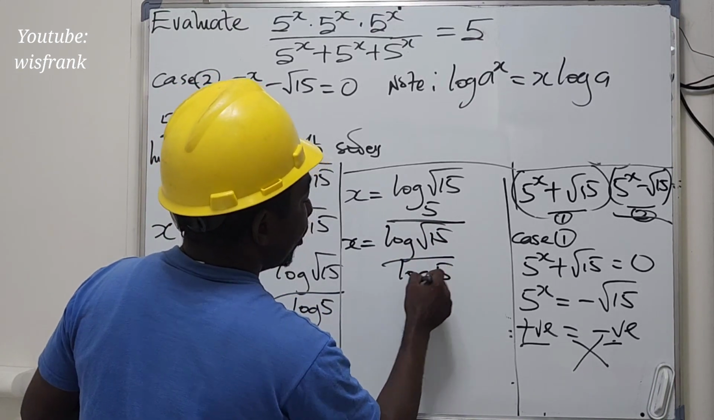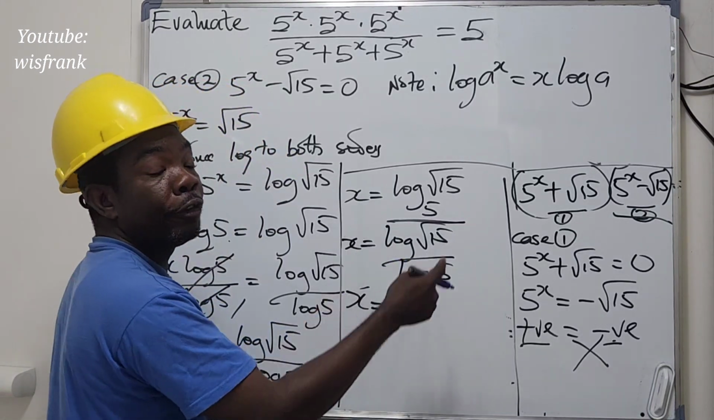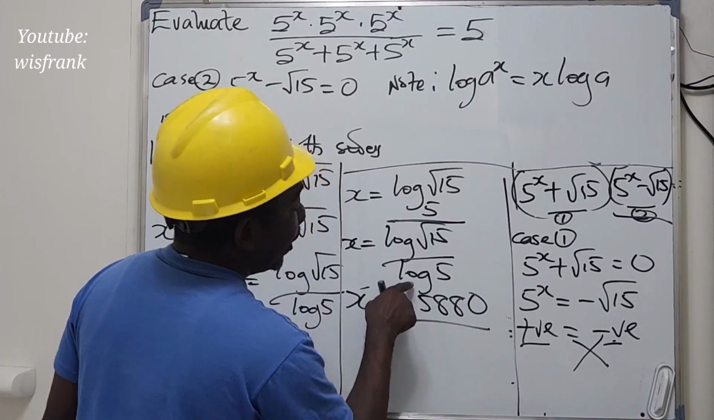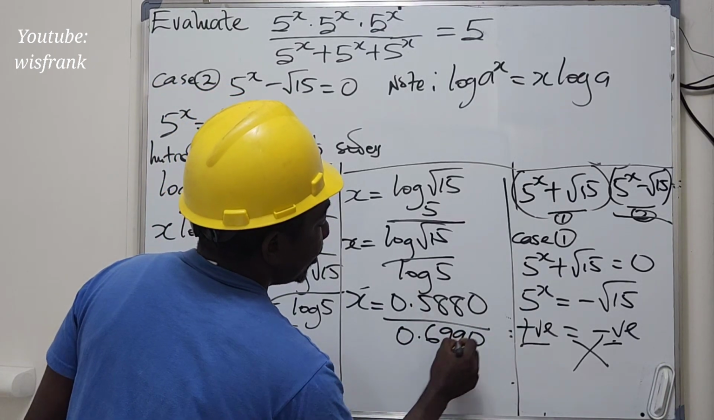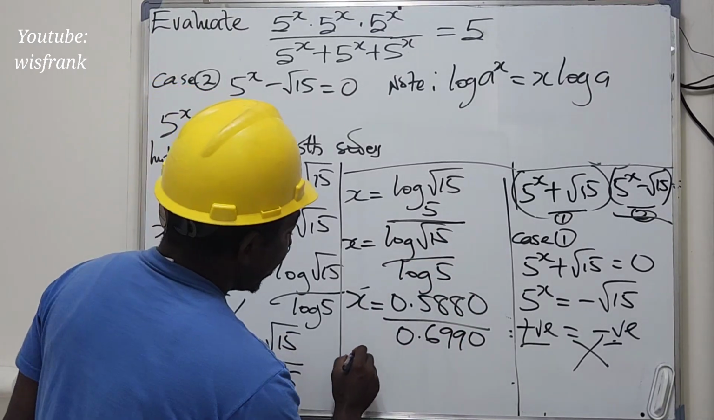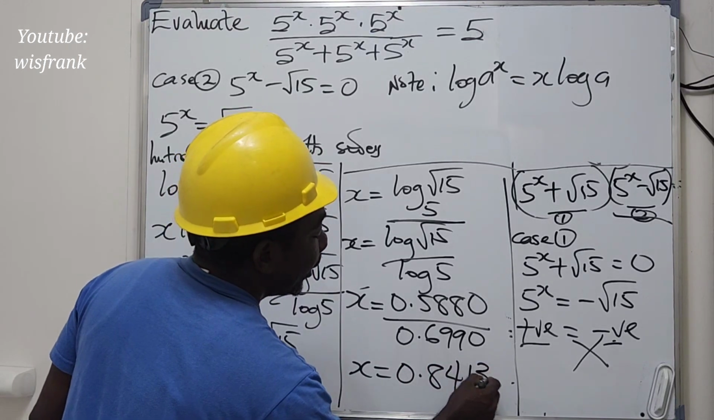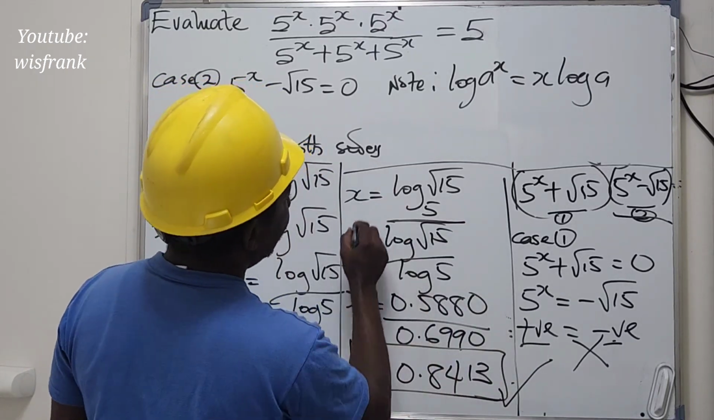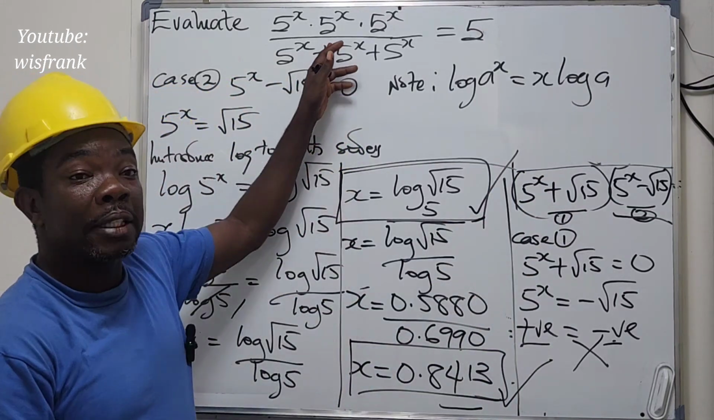Or we can also write x as log root 15 all over log 5. If we punch our calculator, log root 15 will give us 0.5880, and log 5 will give us 0.6990. So dividing 0.5880 all over 0.6990 will give our answer as x equals 0.8413. So this is the value of x that we have. It is either this one or this one. Either of these is the correct answer to this question.